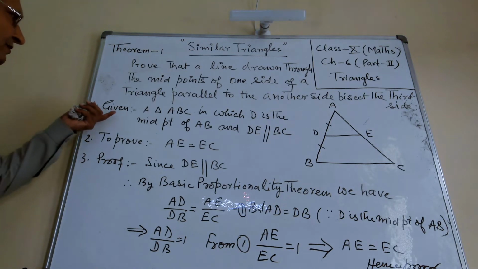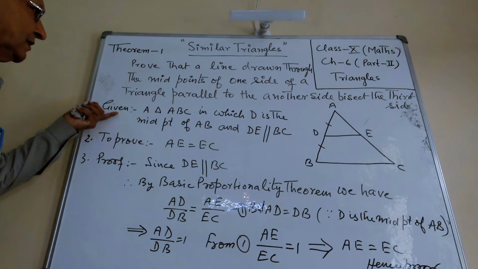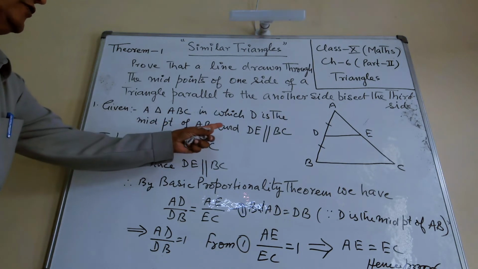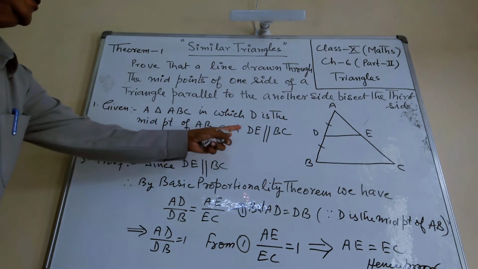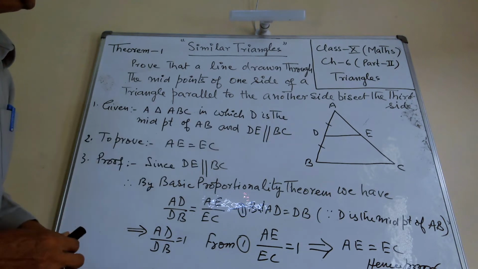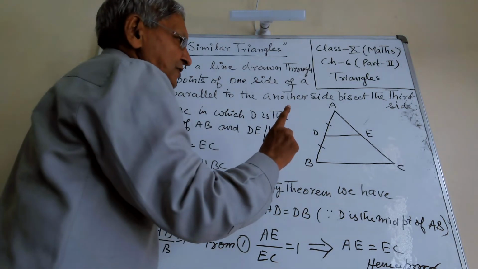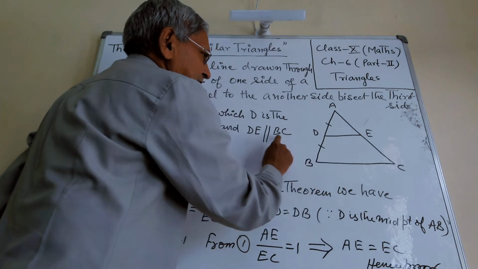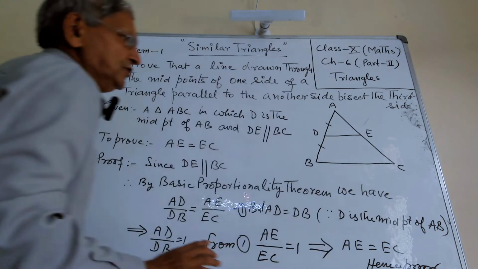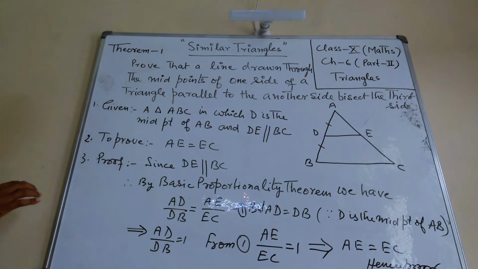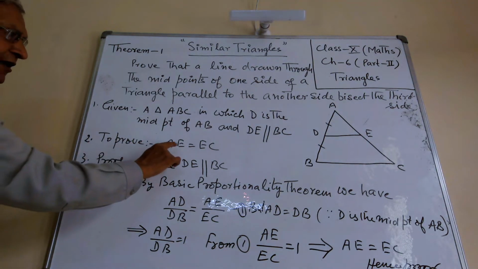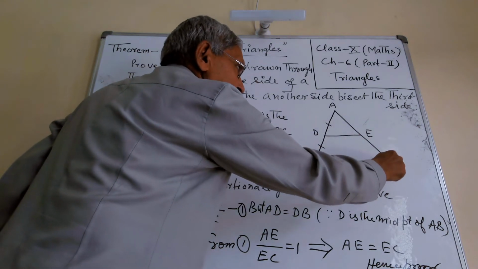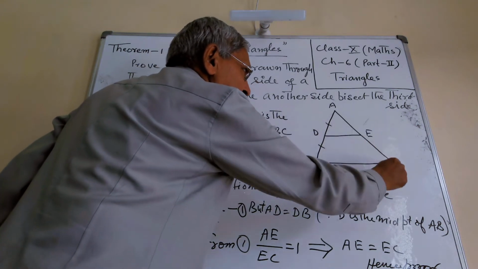My dear students, what is given? A triangle ABC in which D is the midpoint of AB and DE is parallel to BC. Two things are given: D is the midpoint of AB and DE is parallel to BC. This is the given. To prove AE is equal to EC. AE is equal to EC means E is the midpoint of AC.